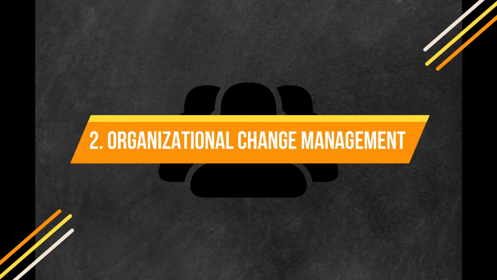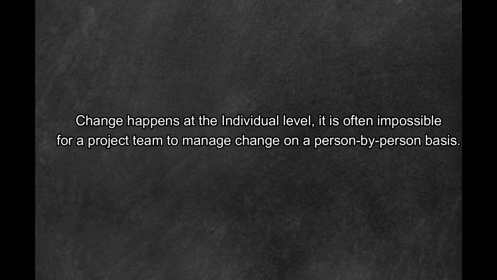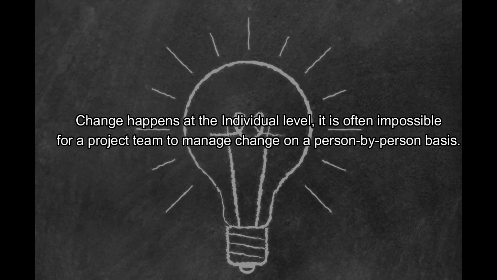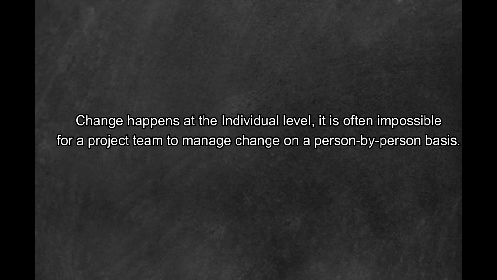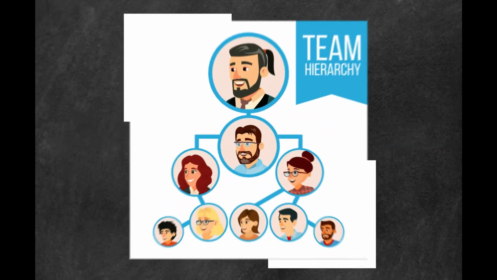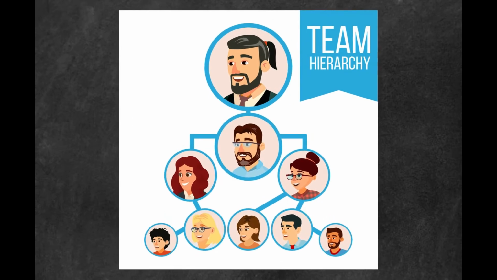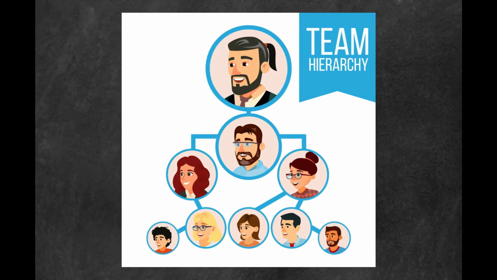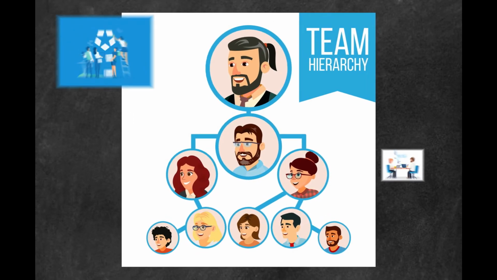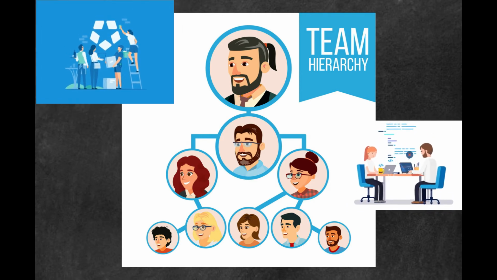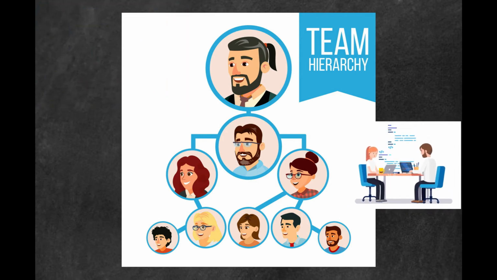Now let's go to the organizational change management. While change happens at the individual level, it is often impossible for a project team to manage change on a person-by-person basis. Organizational change management provides us with the steps and actions to take at the project level to support the hundreds or thousands of individuals who are impacted by a project.